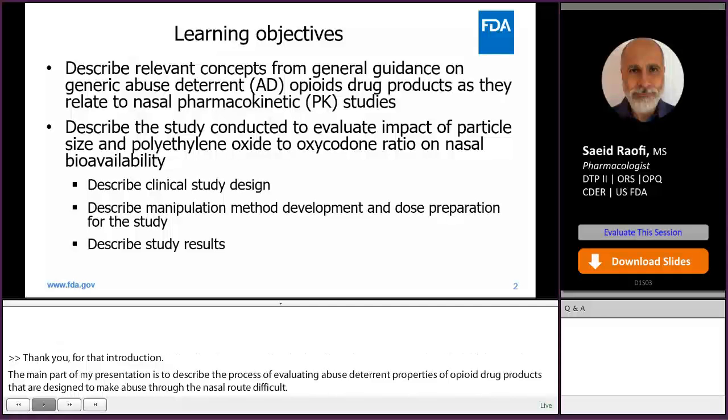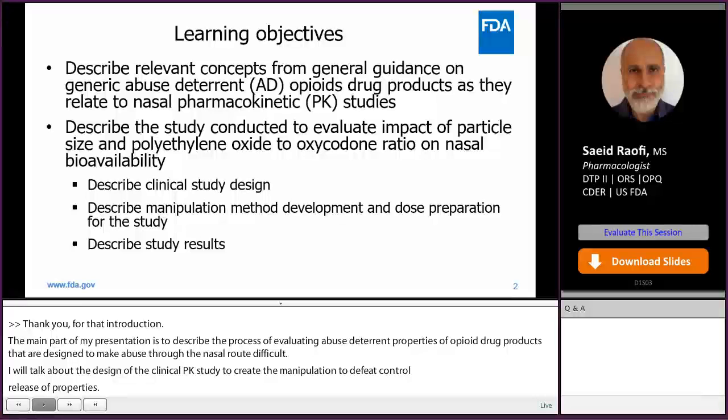This study was designed and conducted based on recommendations made in the FDA Guidance for Industry, General Principles for Evaluating the Abuse Deterrence of Generic Solid Oral Opioid Drug Products.